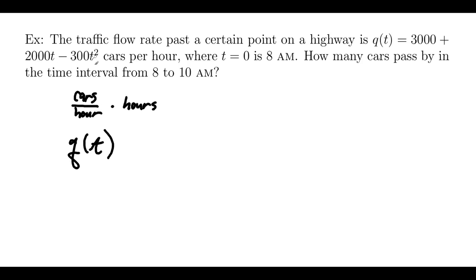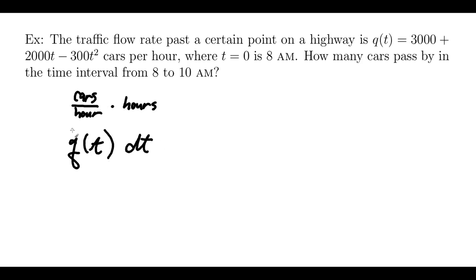But this is continuously changing. If Q of t were constant, you could simply multiply by the number of hours that pass, the hours would cancel, and you'd get the number of cars. But it's continuously varying. So whatever Q of t is at any particular instant, the time that we multiply by would have to be a very, very tiny time interval, infinitesimal. Let's multiply by a differential dt.